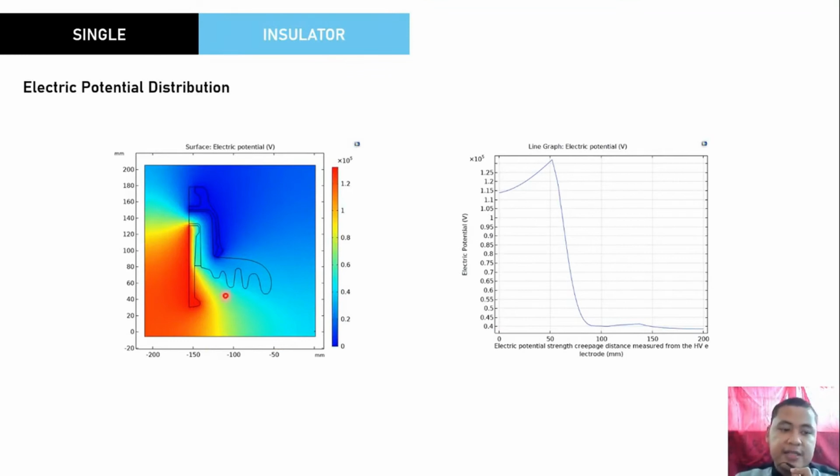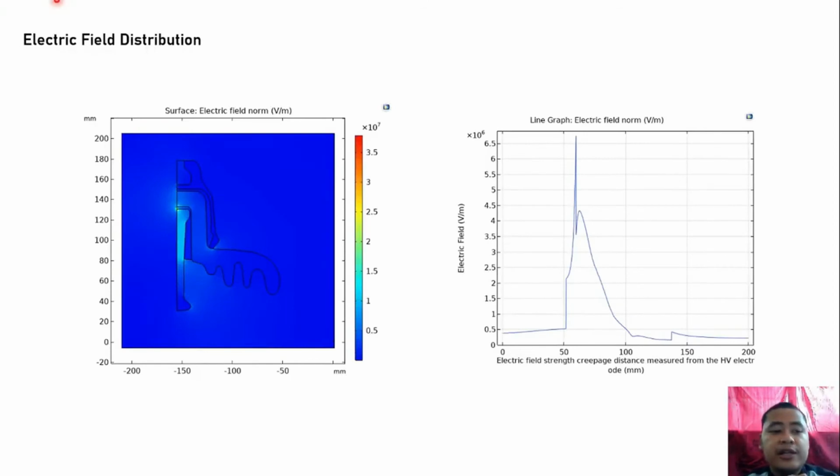As you can see, in the electric potential distribution contour right here, the electric potential is much higher at the steel pin. And for our electric field distribution, we can see that the equipotential lines are much narrower near the steel pin, and as you can see, the gradient color is changing in the steel pin.